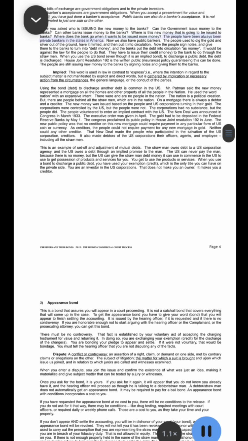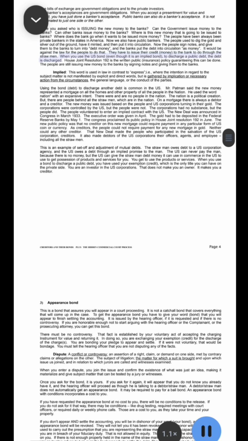The people have always been private bankers in the states in America. Now we also have public bankers. The people used to dig the gold and silver out of the ground, have it minted, and then put it into circulation. Now the people sign notes, and give them to the banks to turn into debt money, and the banks put the debt into circulation, as money. It would be against the law for the people to do that. They have to issue their credit money to the bank through the straw men.